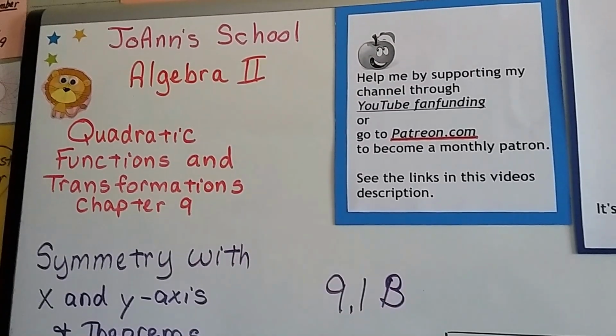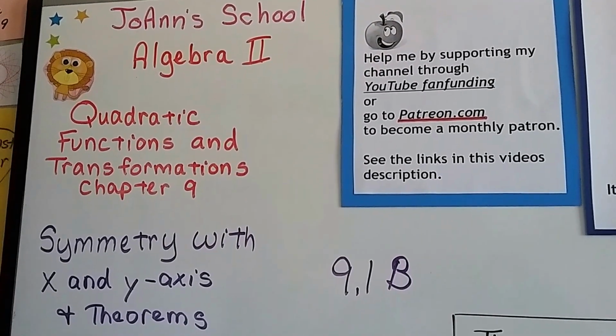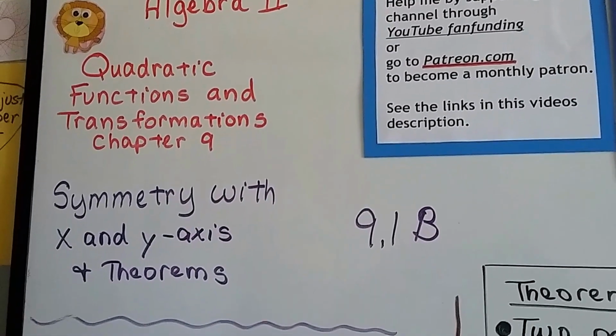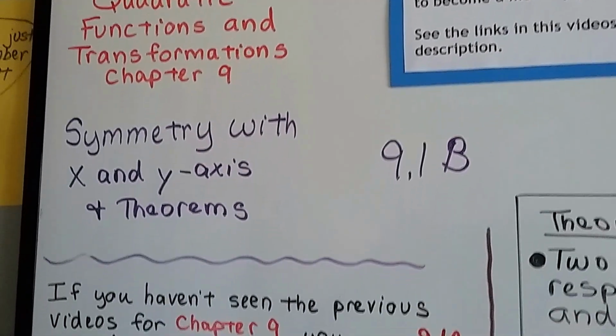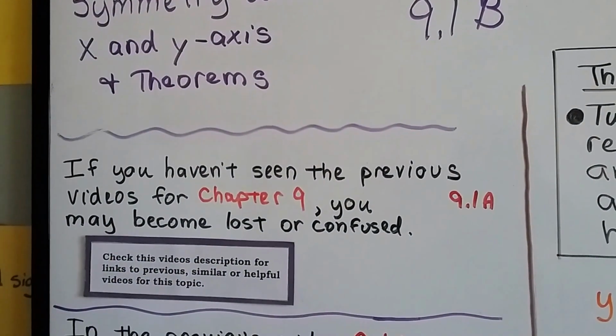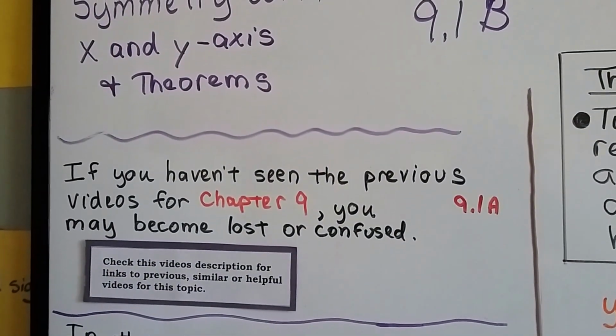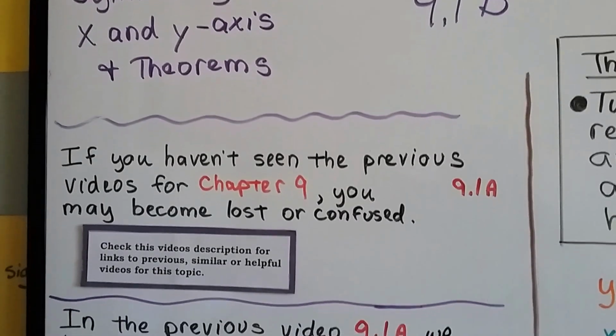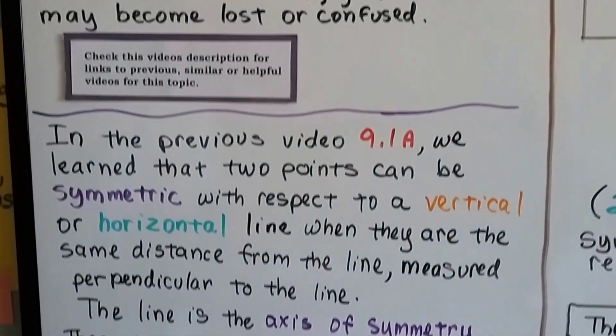Okay, we have one previous video for Chapter 9 now. We're in Algebra II 9.1b, Symmetry with the x and y axis, and I have a couple theorems for you. If you become lost or confused during this video, you can go to the description, click on that previous video, and watch it, and come back.